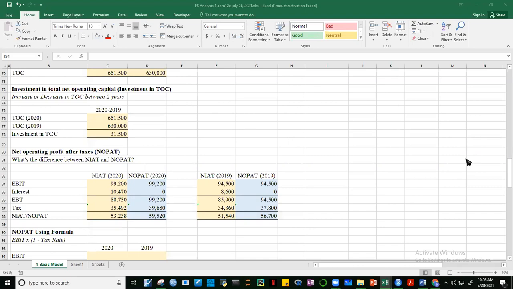Meron pa ba magre-reply, magre-respond? Okay, Jobel, salamat. Kathleen, salamat. Okay, I think just a little more, guys. No? Sana makalampas ng 50%. Yan. Tyler, salamat. Okay, very good, very good.